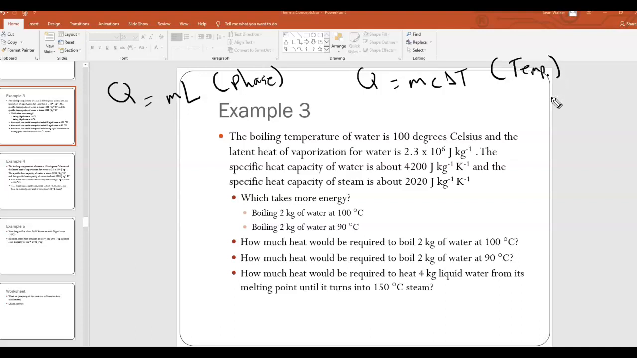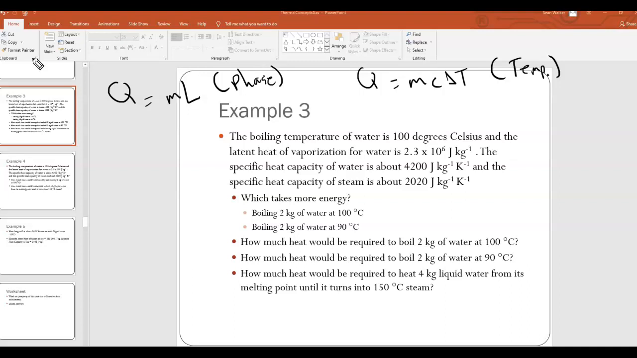It's definitely possible to have both in a problem, and that's what we're going to see in these next few examples. So example 3 says the boiling temperature of water is 100 degrees Celsius, and the latent heat of vaporization for water is 2.3 times 10 to the 6 joules per kilogram. The specific heat capacity of water is about 4,200 joules per kilogram per Kelvin, and the specific heat capacity of steam is about 2020 joules per kilogram per Kelvin.